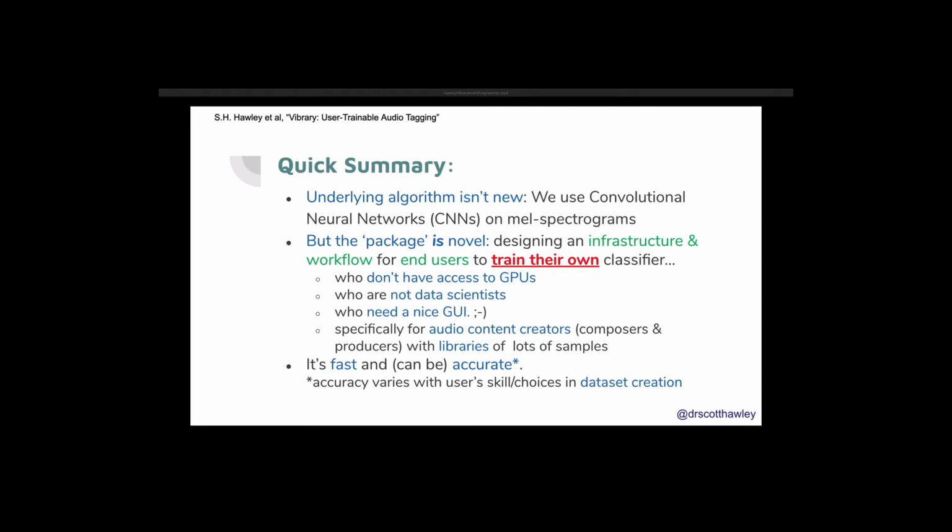A quick summary of the project is there's nothing new under the hood. This idea of using convolutional neural networks on spectrograms, and specifically MEL spectrograms, has been around for quite a while, and our model is actually rather simplistic. But the package of putting it together in a way that makes it easy for end users without specialized hardware or expertise to be able to do this, that's the main effort here. Our method is fast and accurate. We find that it tends to be more a function of the user's choice when they make their own data set than it is about the particular neural network model system that we're using.